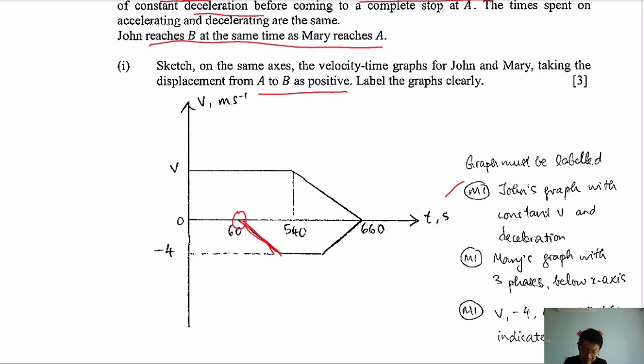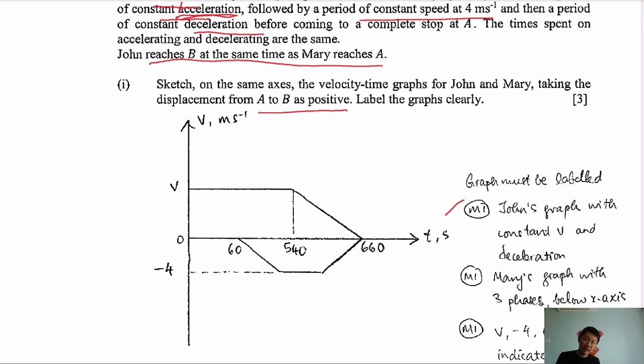After that she will remain at the constant velocity, so of course the curve is flat. After that she will decelerate, which means she is getting slower and slower, so the V becomes smaller and smaller until the V becomes 0. In that case, Mary reaches A at that point. So this would be the graph for Mary.